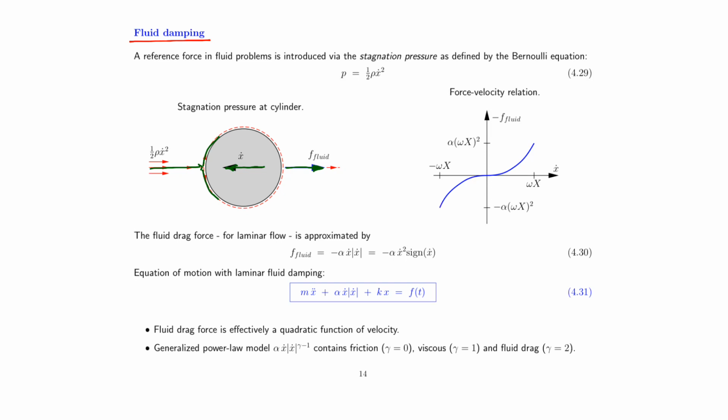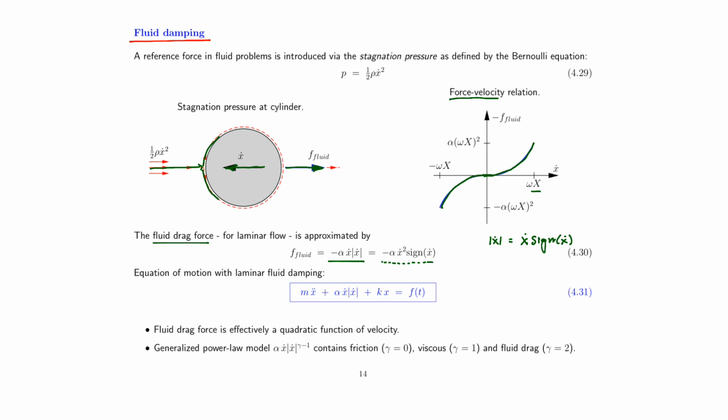And it turns out that the force-velocity diagram will be non-linear. We will have a zero value and zero inclination at zero velocity, and then we'll have an increase of the force towards the maximum amplitude at omega capital X. And a fluid force that provides such a behavior can be written as a coefficient alpha times velocity times absolute value of velocity. And if we remember that the absolute value of velocity is equal to the velocity times its sign, we can alternatively write the fluid damper force as alpha times x dot squared times the sign of x dot.